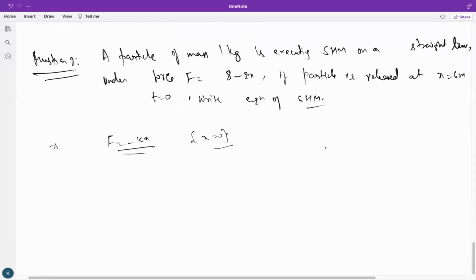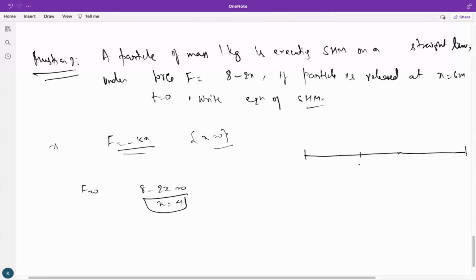Okay, so let me try to draw it here. This is the straight line where our particle is executing SHM. Now we have to calculate the mean position, and we all know that the mean position is where the net force is 0. So we have to do 8 minus 2x equal to 0. So x is equal to 4.